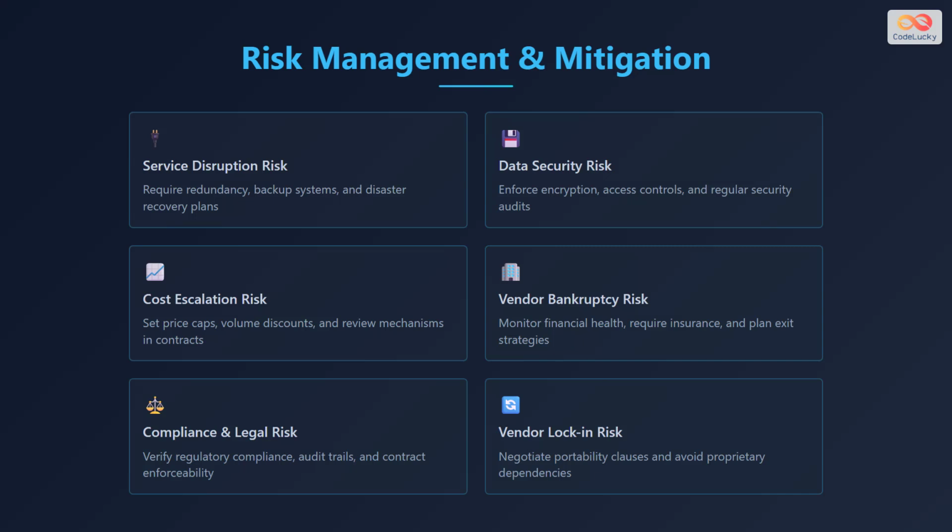Key performance indicators help you measure vendor success. Track uptime percentage to ensure service availability. Monitor response time for issue resolution. Measure customer satisfaction through regular feedback. Assess cost efficiency against contracted rates. Review compliance with security standards. Regular tracking ensures accountability and identifies improvement opportunities.